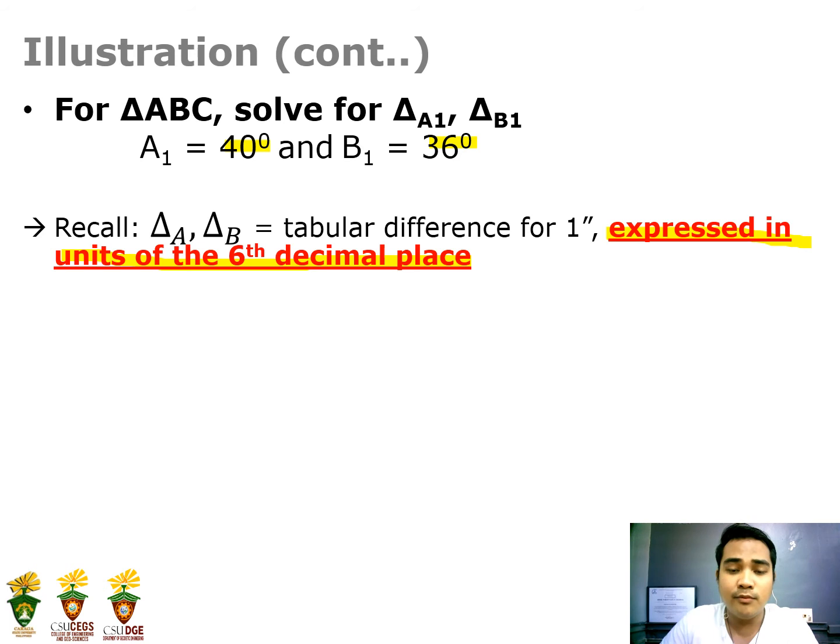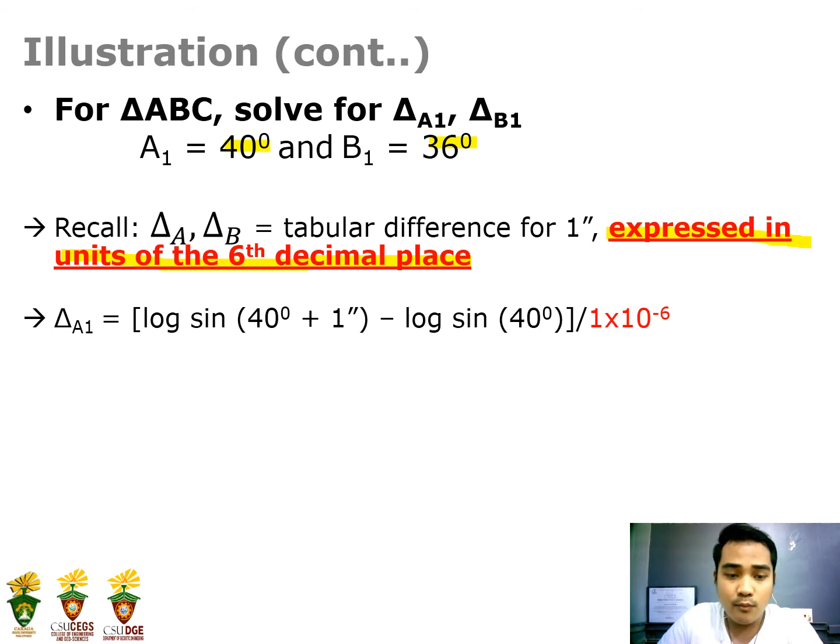So balik kita sa gibuhat last time, or last part sa video na akong i-discuss. So for A1, change in A1 rather is the log sine, kay tabular difference of 1, mao man itong gibuhat last time. Log sine sa 40 degrees plus 1 second minus log sine of 40 degrees, but you're going to divide this one into 1 times 10 raised to the power of negative 6.